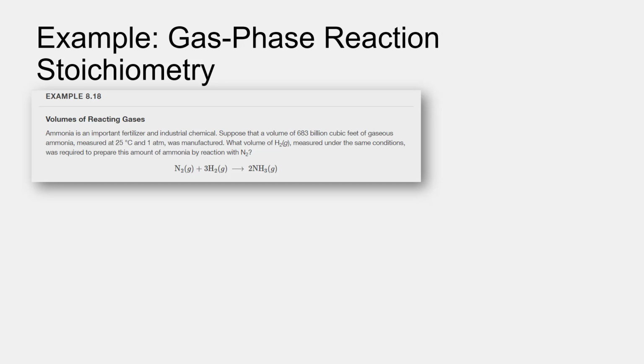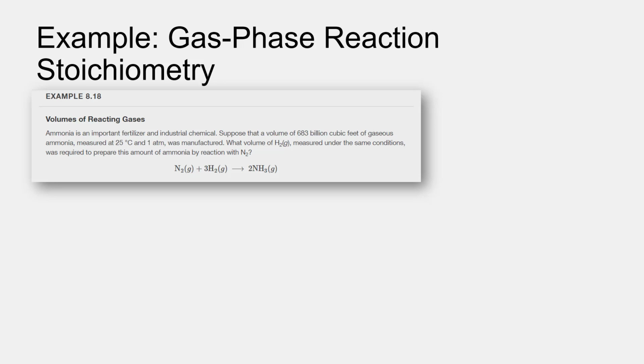If we want to synthesize ammonia on an industrial scale, suppose that a volume of 683 billion cubic feet, that's obviously a massive volume, of gaseous, vapor phase ammonia, at 25 degrees Celsius and 1 atmosphere external pressure is being manufactured. For the manufacturing process, we'd like to predict what volume of hydrogen gas, H2, under the same conditions would be required to prepare this amount of ammonia by reaction with N2.